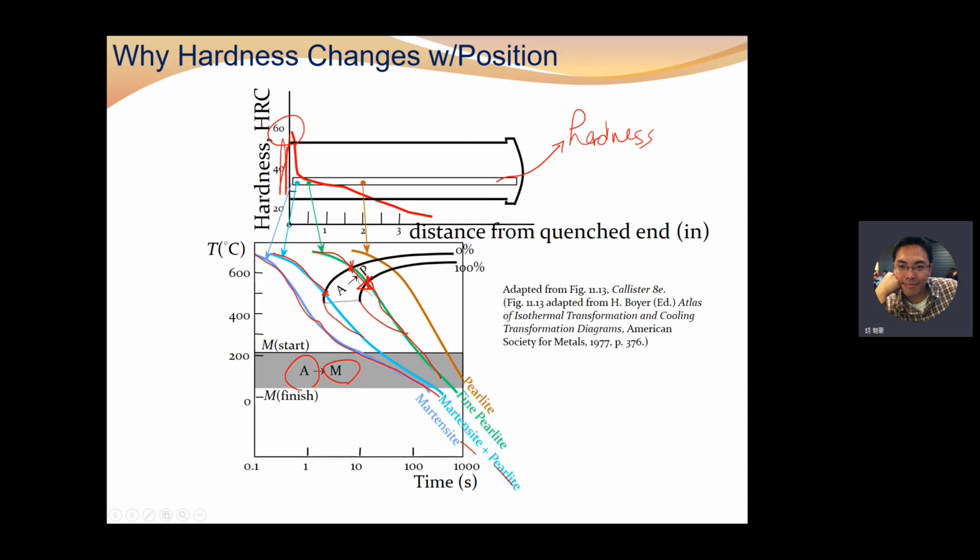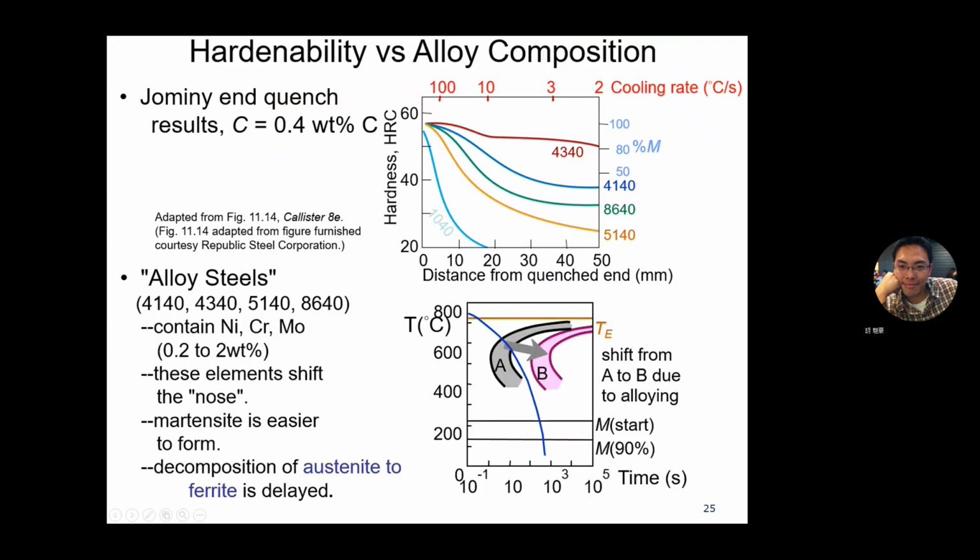Okay, and at this point, this is its cooling curve. Of course, it's the same. It's still the pearlite structure, right? The austenite starts to transform to pearlite at this moment, and the 100% transformation to pearlite is at this moment.